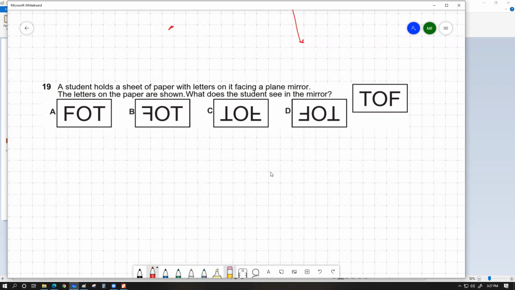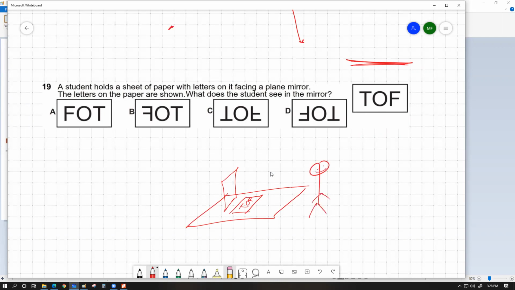So the idea is, the letters on the piece of paper, there is a plane mirror over here, which is vertical. So if I try to draw it in a bit of a 3-dimensional scenario, let's say this is a table. This is that letter, let's say T, O, F. There is a mirror, a vertical mirror, standing in front of this piece of paper. The person is observing from here. Figure not drawn to scale.